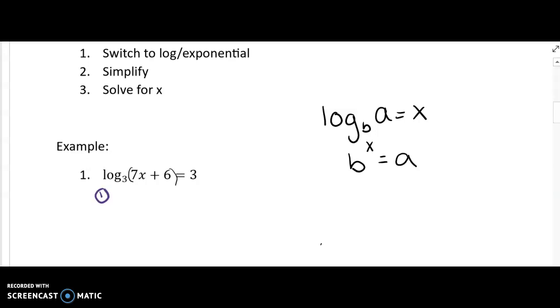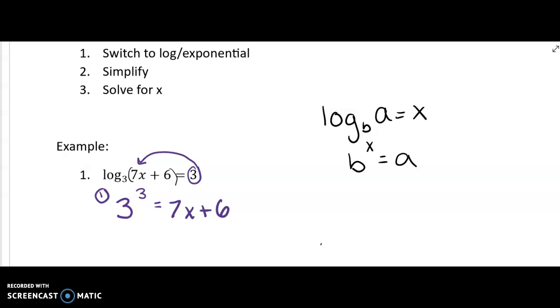The little 3 will now become big, just like the b over here. So 3, and then the 3 on the other side is going to switch with the 7x plus 6 and become the exponent of the other 3. Then we set it equal to the 7x plus 6. That is always going to be step 1 for us.